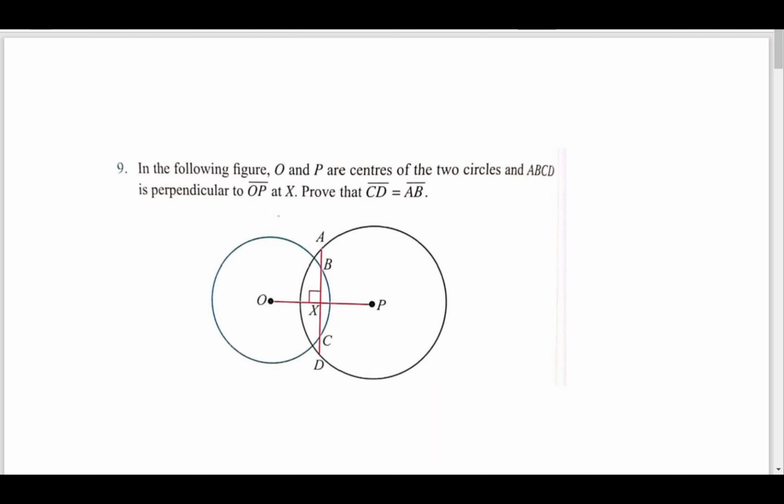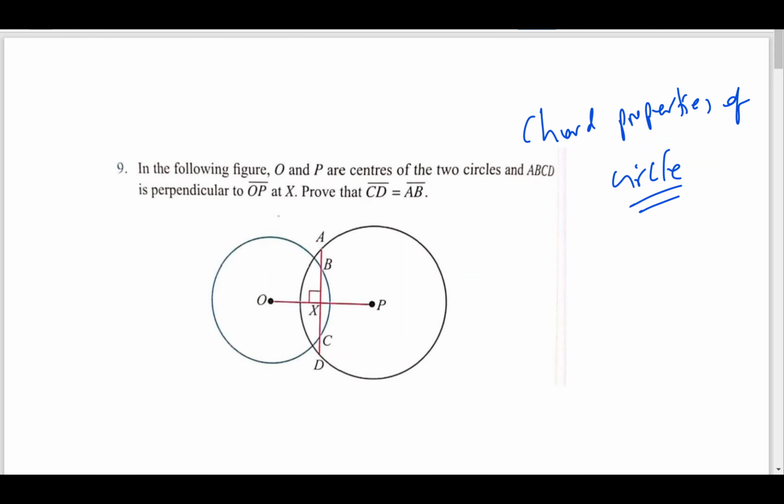Hi friends, we are supposed to prove that CD equals AB, and actually this question we are going to do by using chord properties. So chord properties of circles will guide us actually to solve this question.